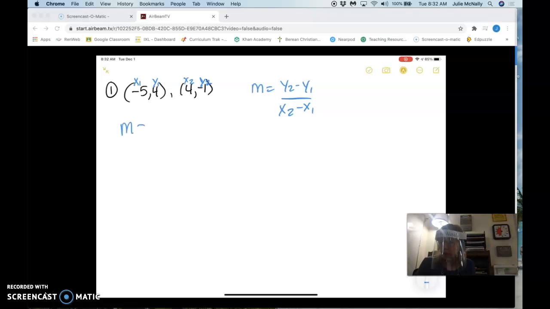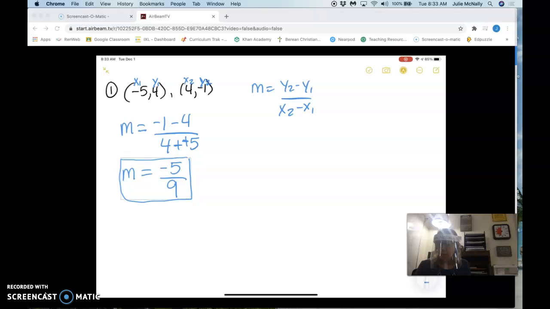So I have m equals negative 1 minus 4 over 4 minus negative 5. The thing you have to be most careful of with these formulas is when you get the 2 negatives in the middle. Don't leave one of them out or you're going to get the wrong answer. So my 2 negatives here are going to turn positive, and I'm going to get m equals negative 5 over 9. That is the slope of my first line.